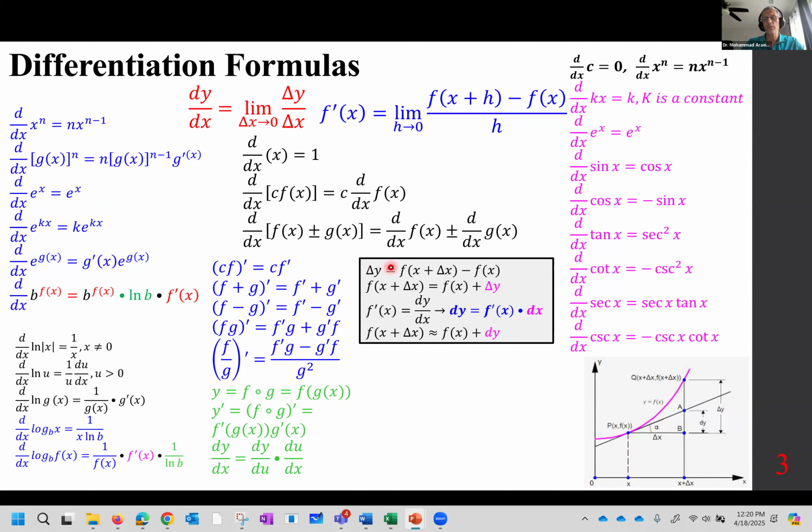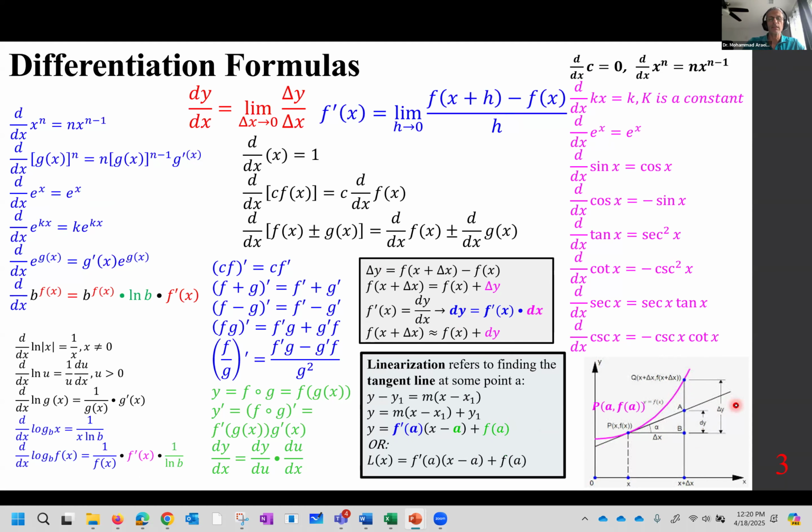Delta y, rise along the curve, versus dy, rise along the tangent line. And linearization, which means just use the point slope to find the equation of a tangent line. So L of x refers to the tangent line, everybody.